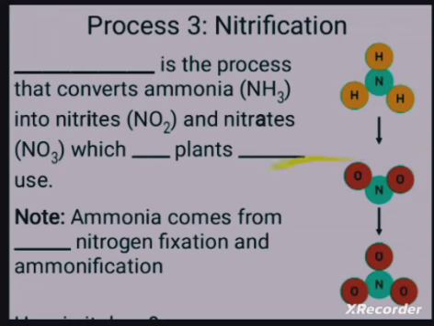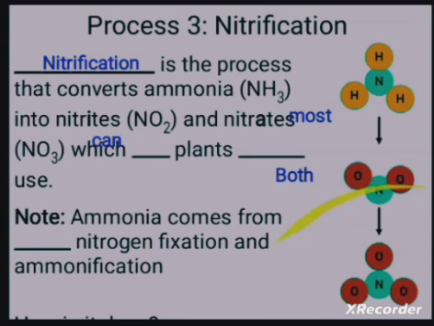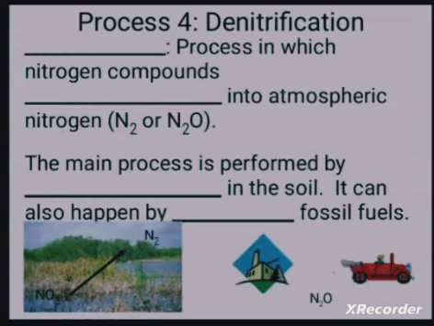Next, the third step of the nitrogen cycle is nitrification. Nitrification is the process that converts ammonia into nitrites and nitrates, NO2 and NO3. Most plants can use nitrogen only in this form. Ammonia comes from both nitrogen fixation and ammonification, and bacteria also play a very important role here. The final step of the nitrogen cycle is denitrification.